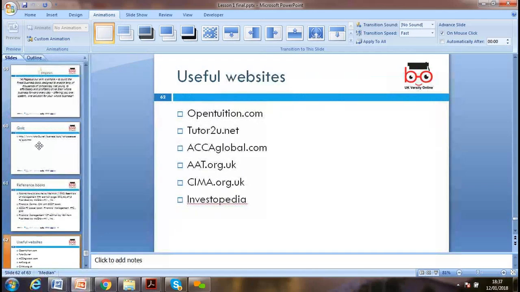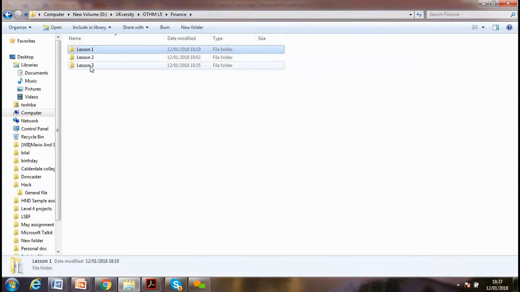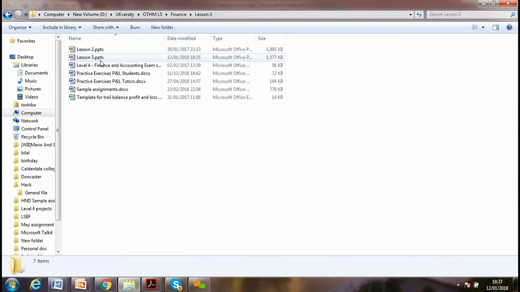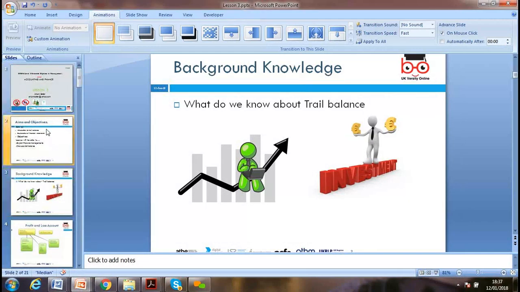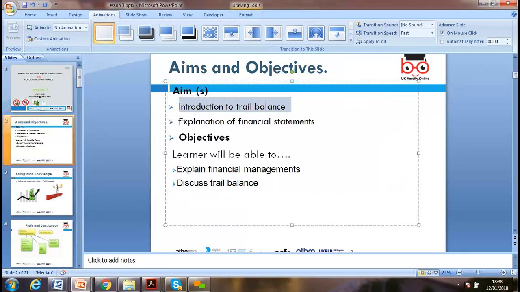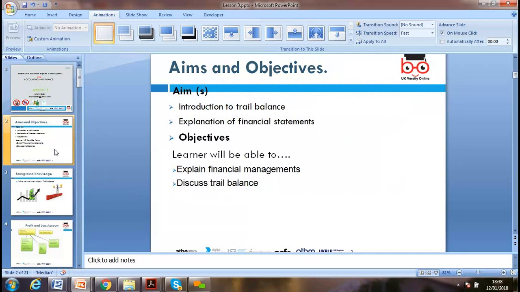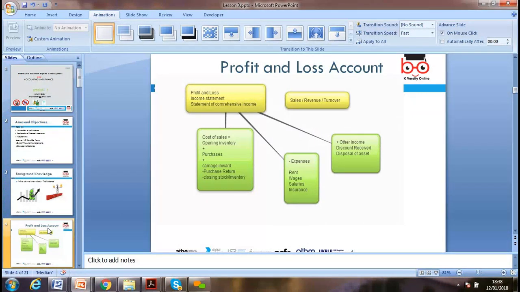So today we are moving forward, and we'll go through the outline of today's lesson. Our focus will be an introduction to the trial balance and an explanation of financial statements, and we'll prepare financial statements as well. During our first lesson, we already discussed how many types of asset we have in business. What is meant by asset?